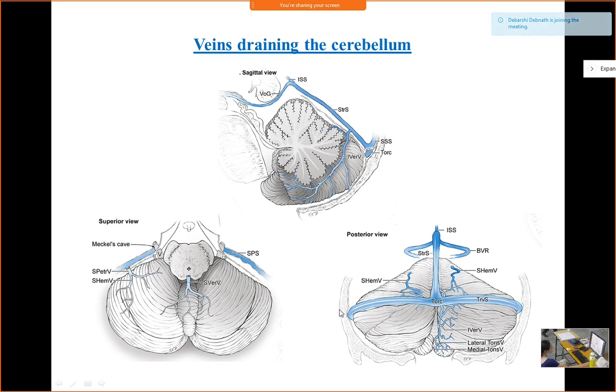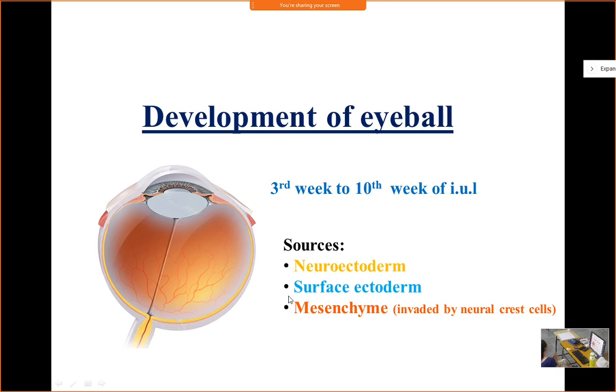Here which sinus is this? This is the transverse sinus. So from the superior surface, these veins will drain into the transverse sinus. Even from the inferior surface, they will drain into the transverse sinus. What is this? This is the straight sinus. So they will also drain into the straight sinus. Here there is the superior petrosal sinus. So the superior cerebellar veins will drain into the petrosal sinus, the transverse sinus, the straight sinus, and ultimately they will go to the sigmoid sinus. So the venous drainage is complete.